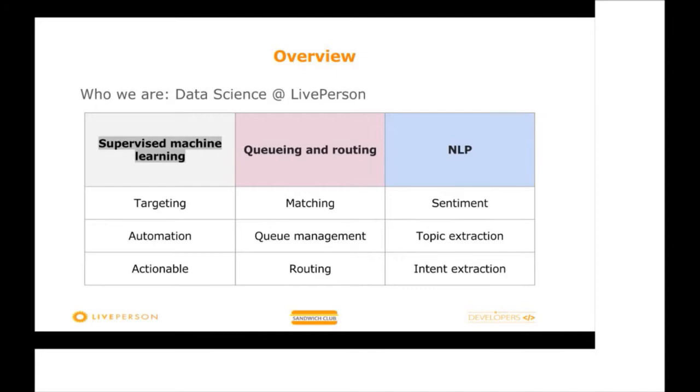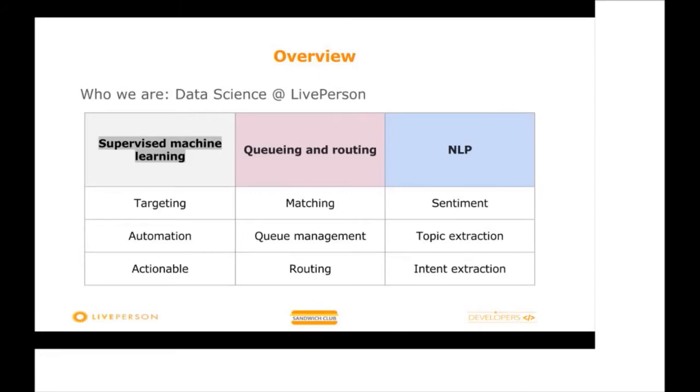Second is the queuing and routing. In this area, we are doing work about managing queues in order to avoid too large queues and also avoid the other way, when we have no queues and the agents are not having enough prospects to work on. We are doing routing in order to find the right agent for the opportunity and match accordingly. And this is the work that we are doing in this area.